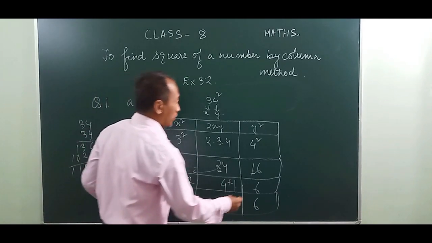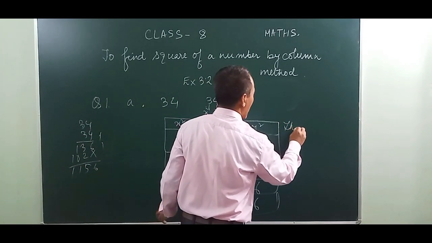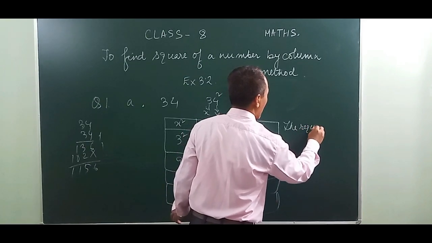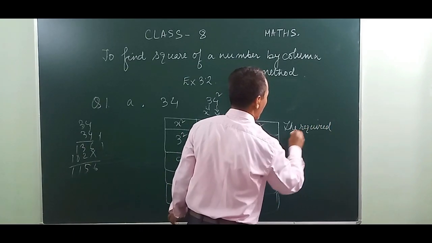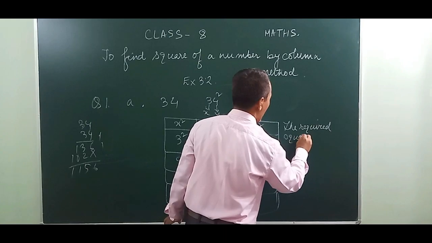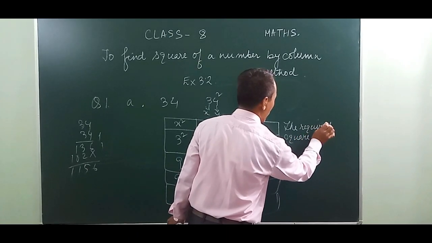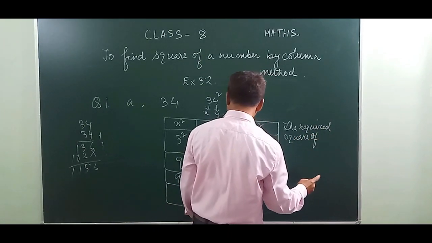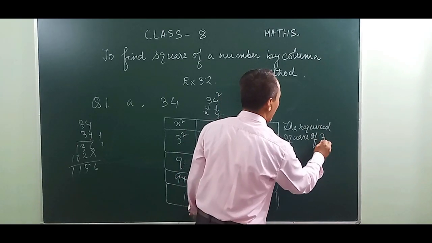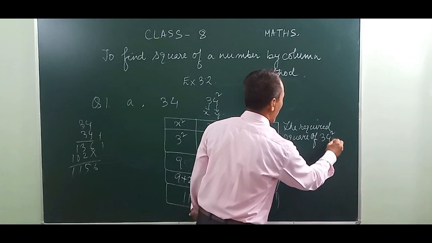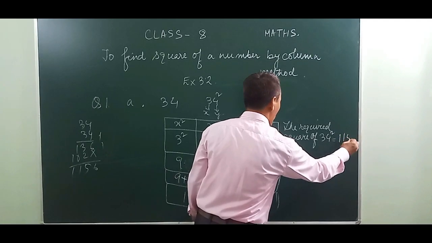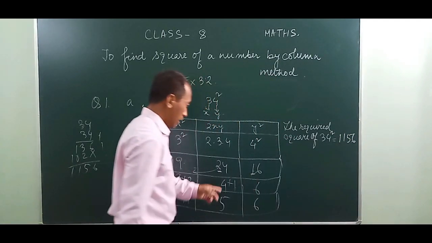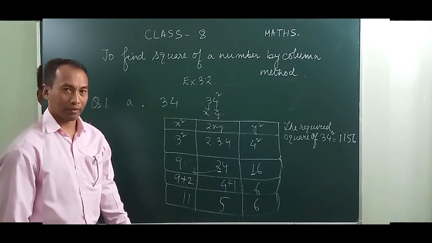So the required square of 34 is equal to 1156. This is by the column method.